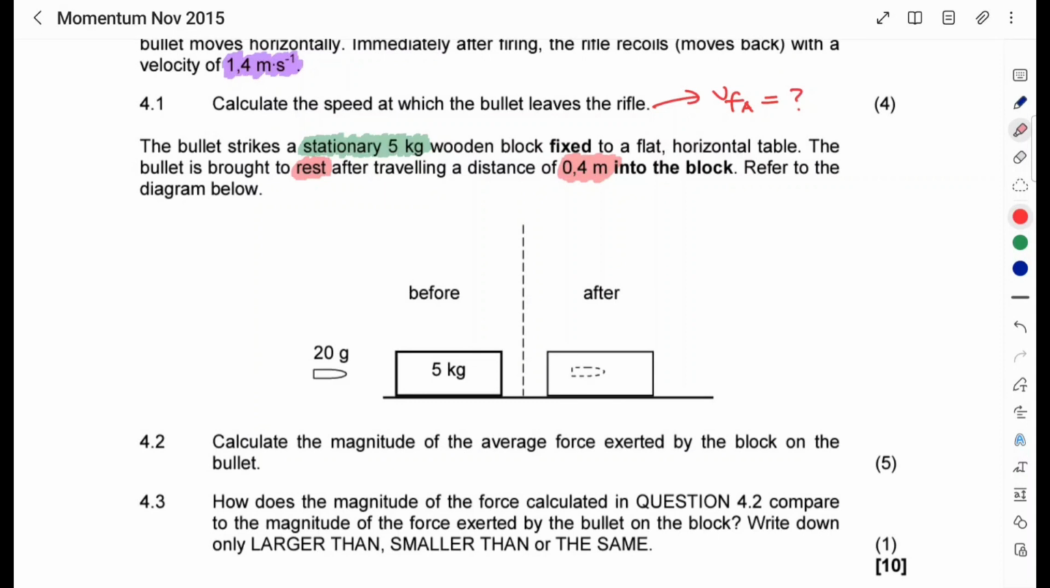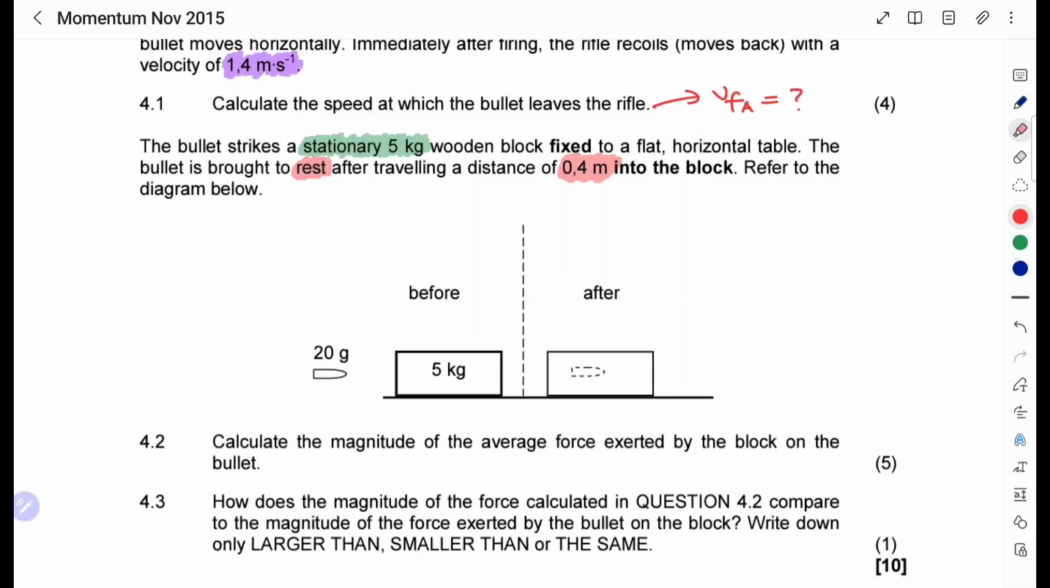So it's deceleration, or the bullet is decelerating. Or you could say that it would have a negative acceleration because it eventually comes to rest. The velocity decreases. Now, we need to find the acceleration of this bullet. How do we do that? We can use our equations of motion. Now, which equation of motion can we use?